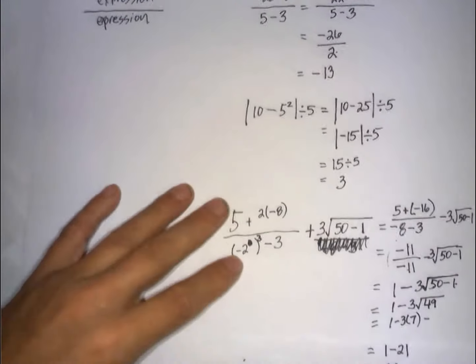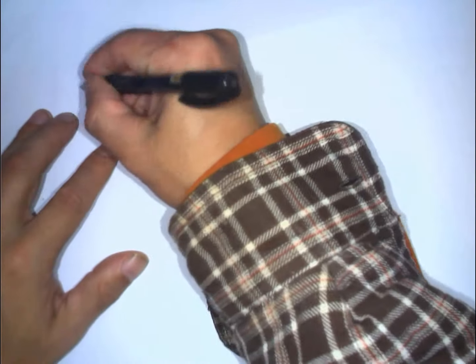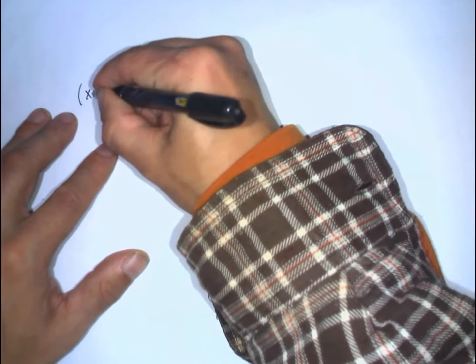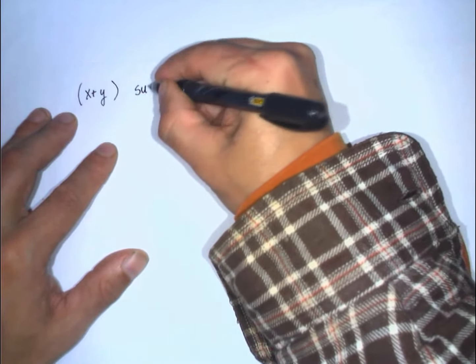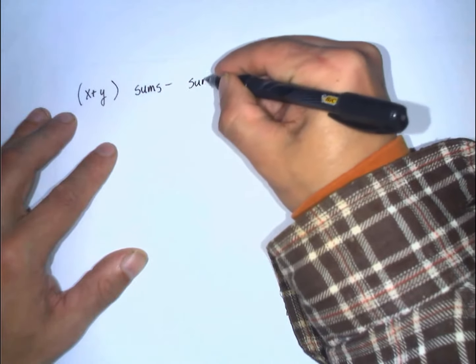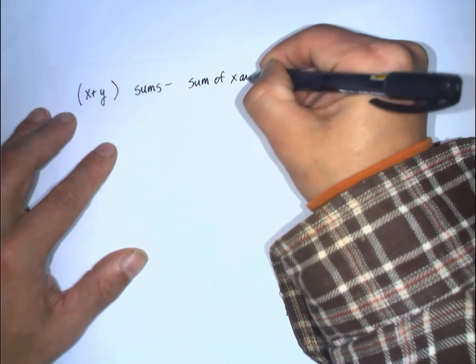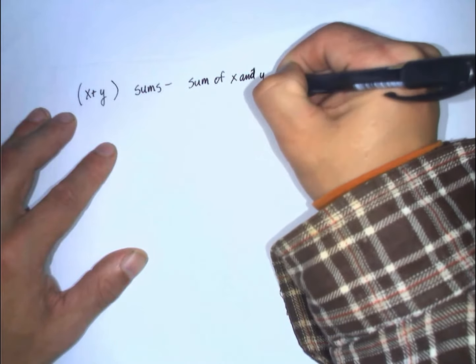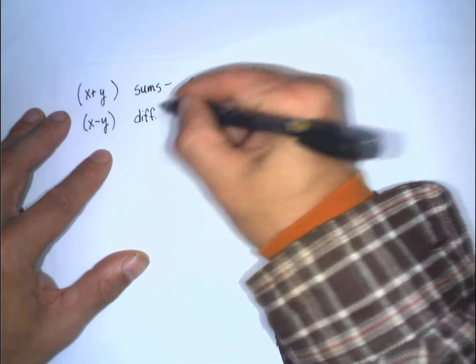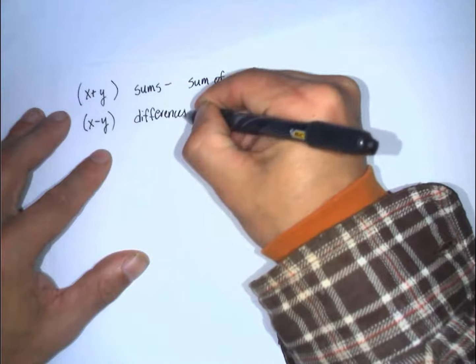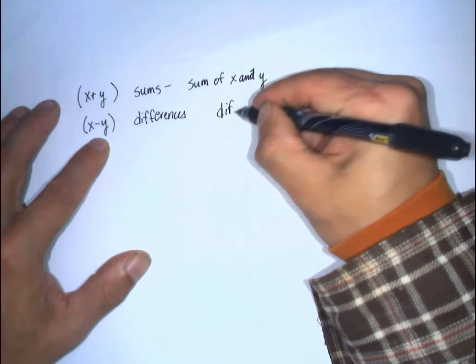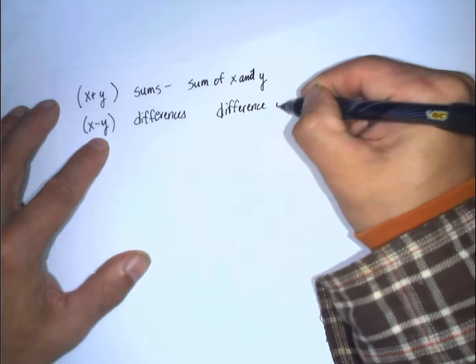Sometimes, and this goes back to the first lecture all the way back, when we translate words to numerical sentences, things that are in parentheses that are added are sums. So we would call this the sum of x and y. And things that are in parentheses that are subtracted are differences. So we would say this is the difference of x and y.